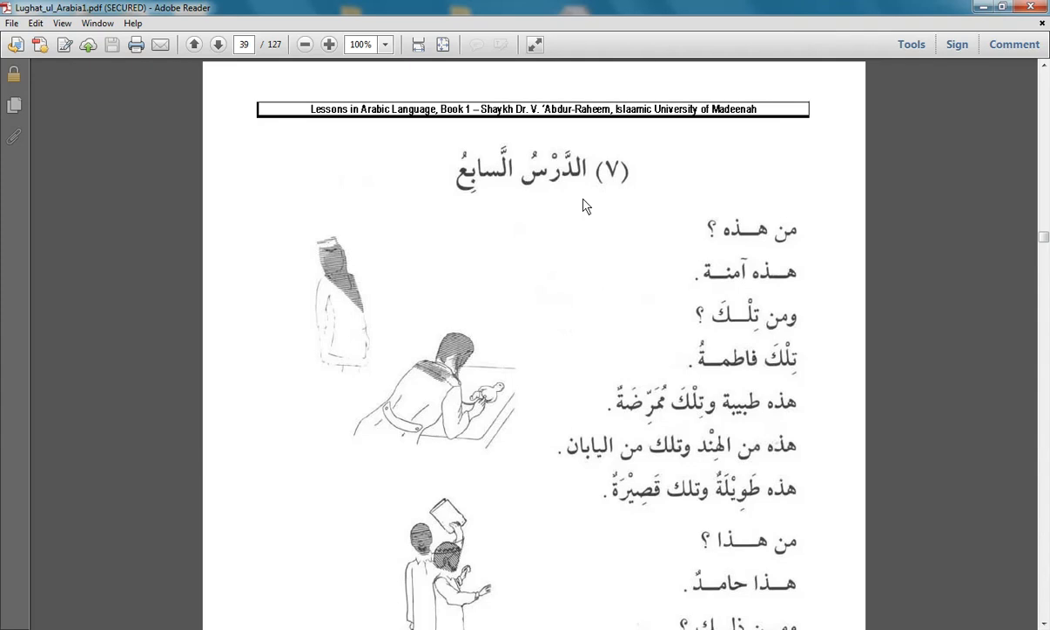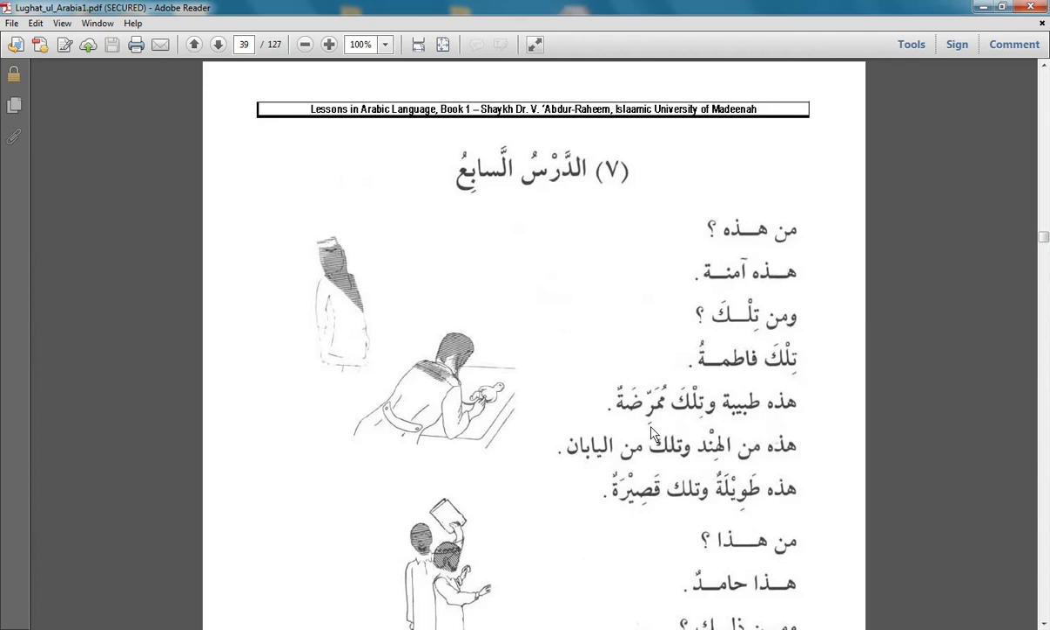Man hadihi? Who is this? And hadihi, obviously referring to a female, as we've just discussed before. Hadihi Aminatu. This is Amina. Woman tilka, and who is that female? So tilka for a female. If it was a male, woman dhalika, who is that male. But here woman tilka, who is that female? Tilka Fatimatu, that female is Fatima.